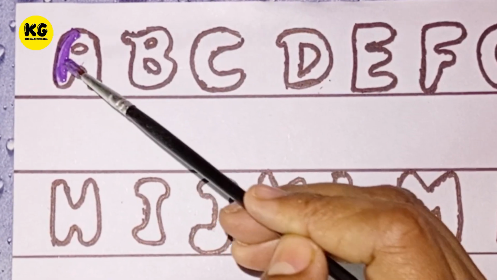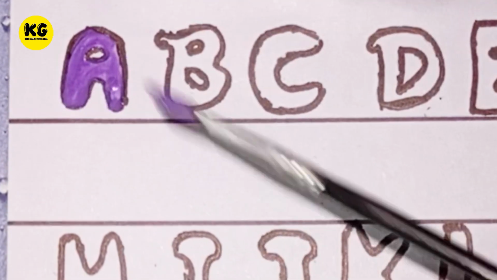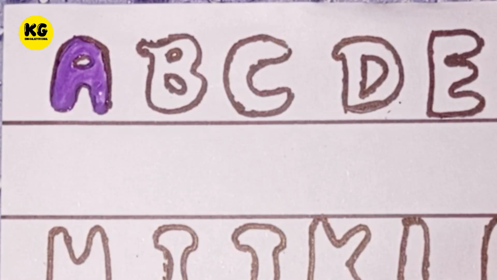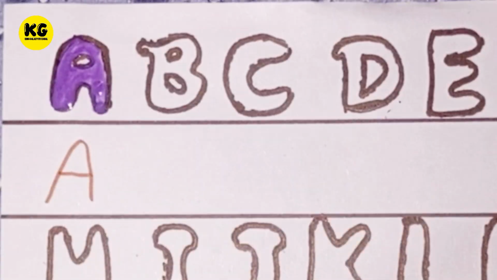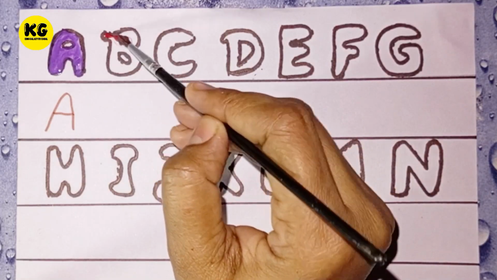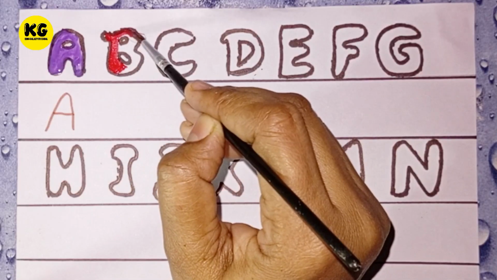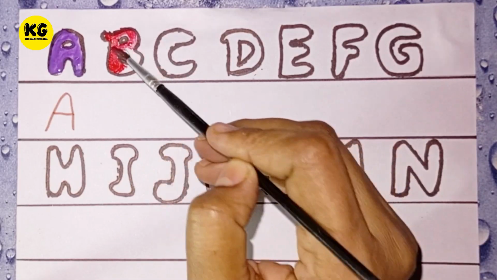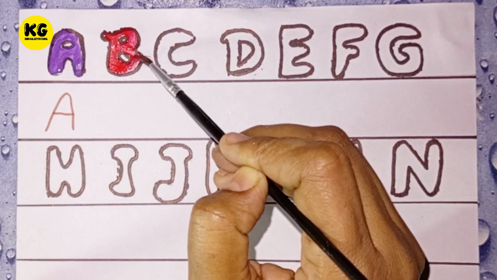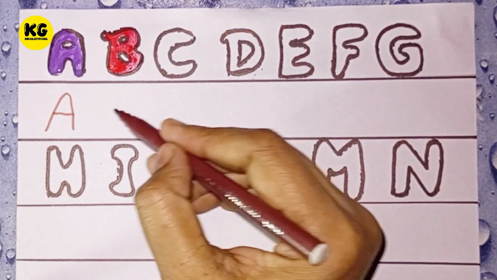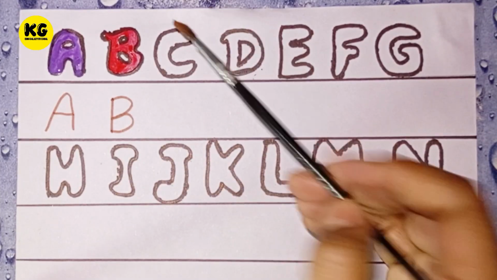Let's painting. A for aeroplane. Capital A for aeroplane, good job. B for butterfly. Capital B for butterfly, nice.